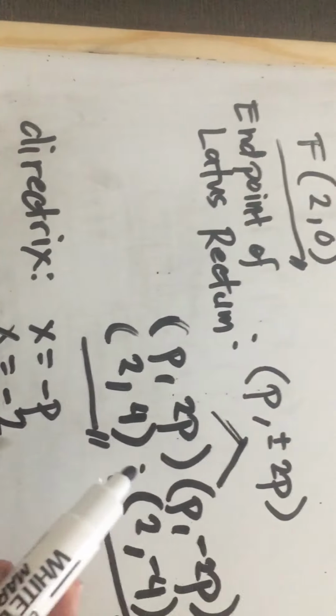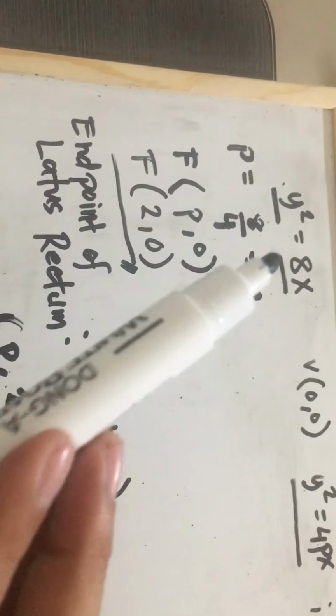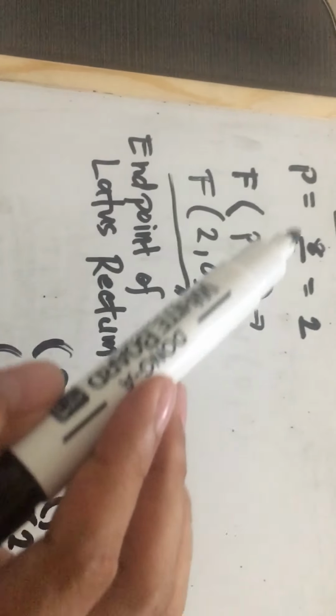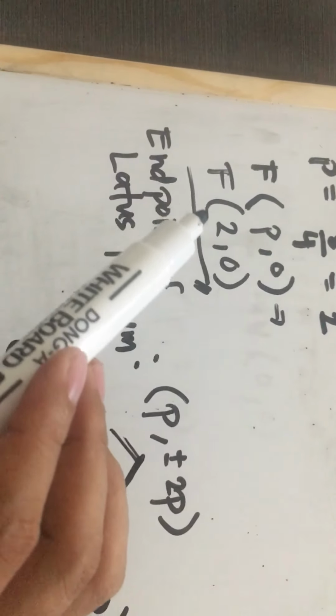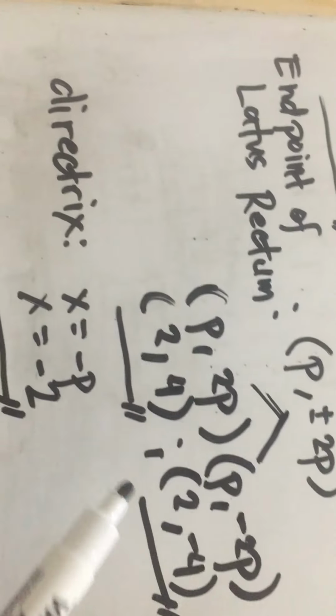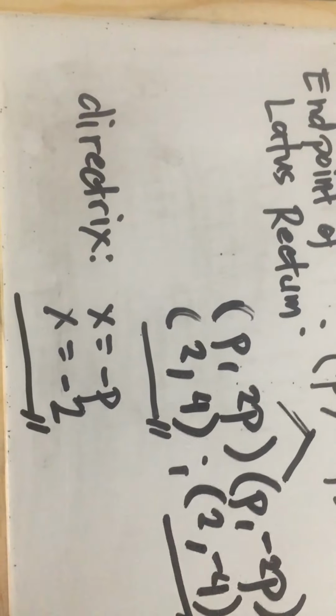So again, to graph y squared equals 8x, we need to find the following: the p, the focus, the endpoints of the latus rectum, as well as the directrix.